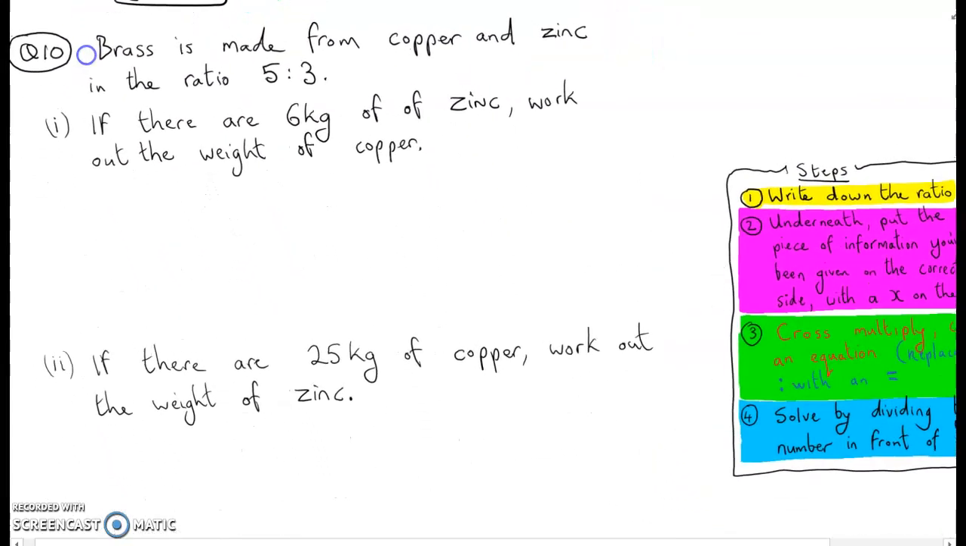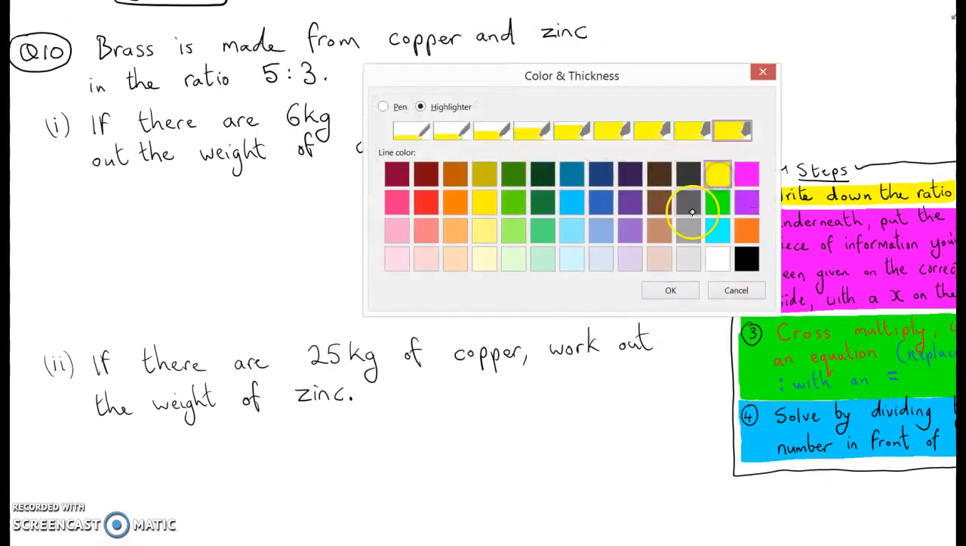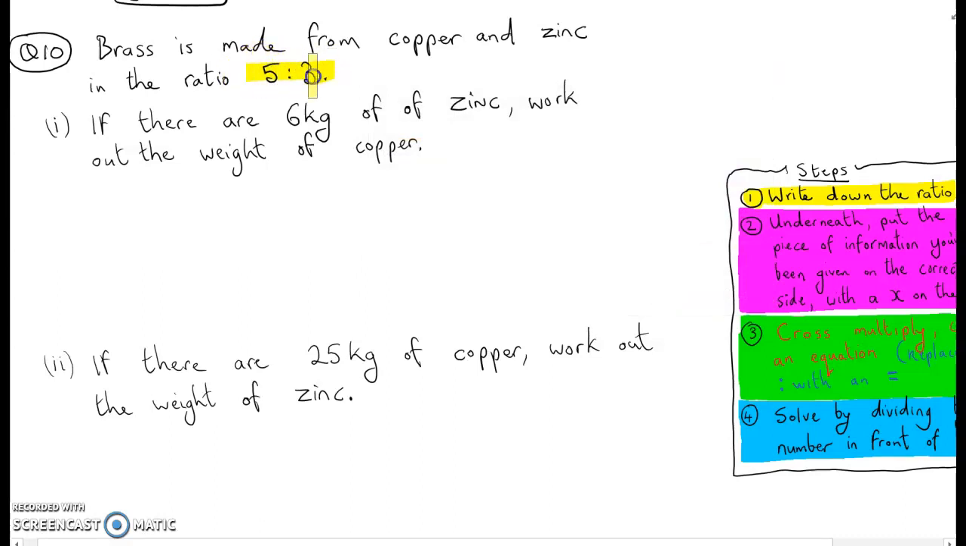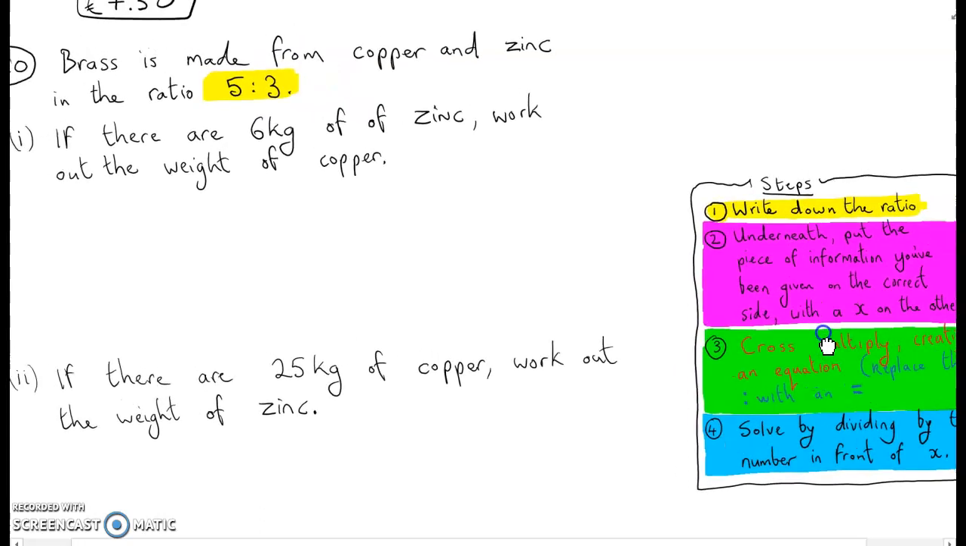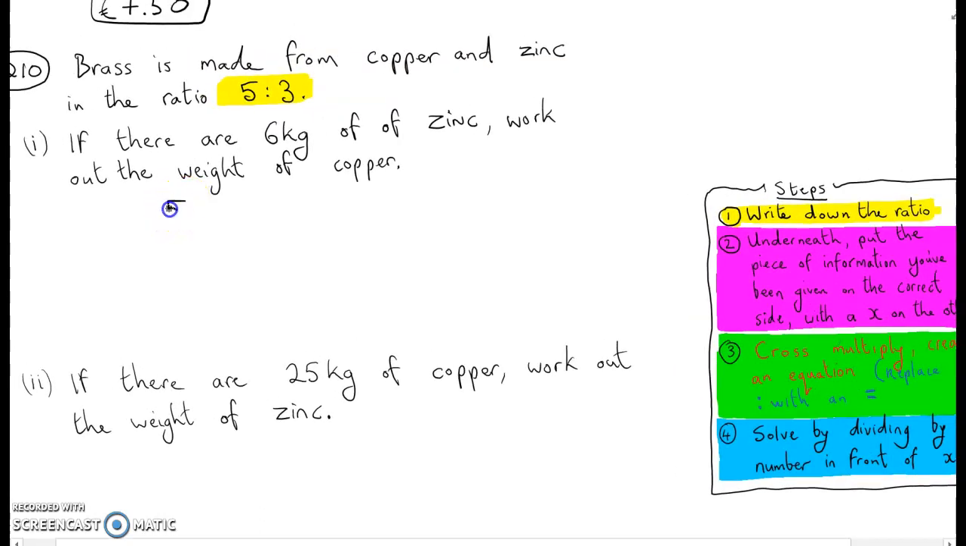Brass is made from copper and zinc in the ratio 5:3. So there are our ratio numbers. So step 1, remember, write down the ratio. The ratio is 5:3. That's step 1. Now, what's the actual question? This comes in 2 parts. Part I. If there are 6 kilograms of zinc, work out the weight of copper.